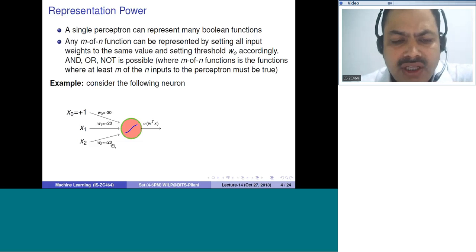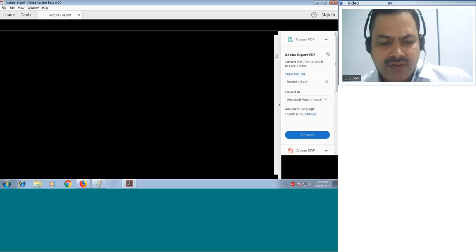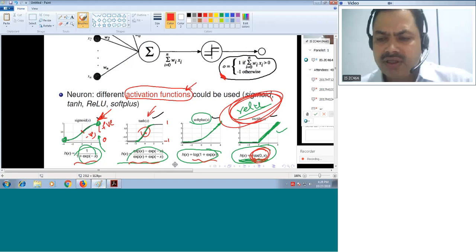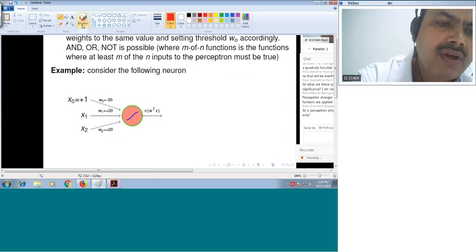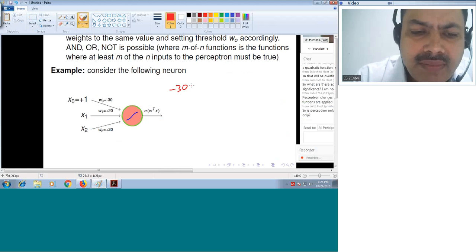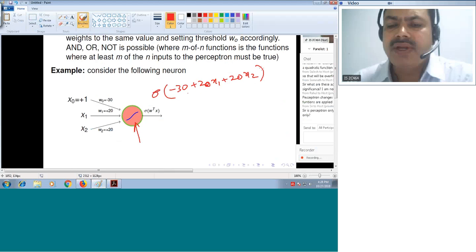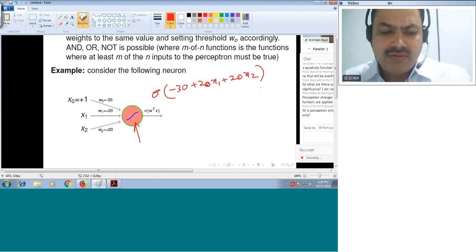So you see what the summation term comes out to be here. By yourself you can find out, that is very easy. Can you tell me what would be the summation term? The summation term would be minus 30 plus 20 x1 plus 20 x2. This is what this thing is going to do. Then I am going to apply a sigmoid and try to find out what the value is out of this. Consider the following neuron.